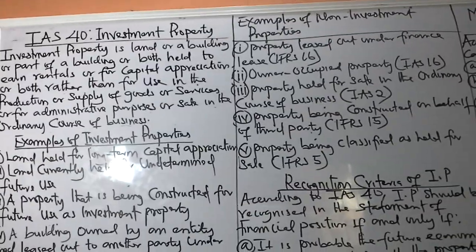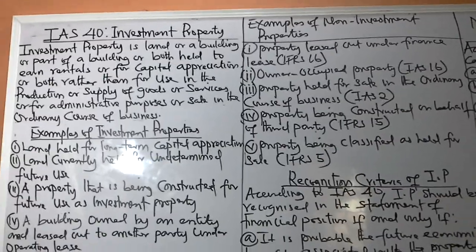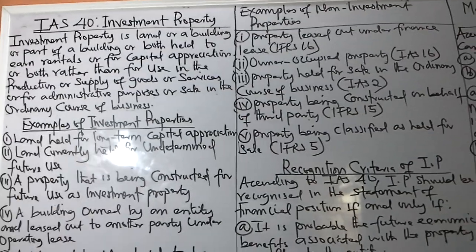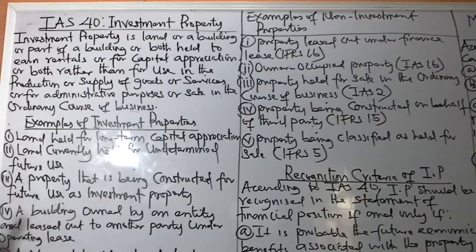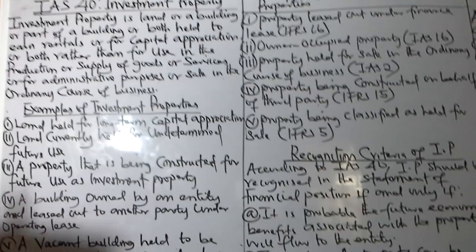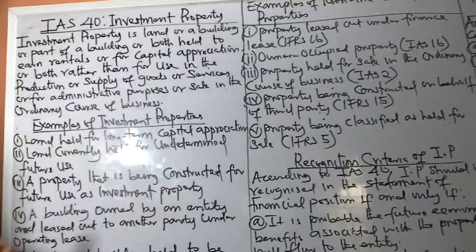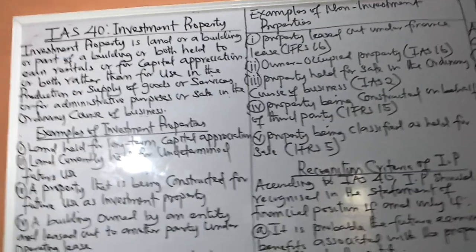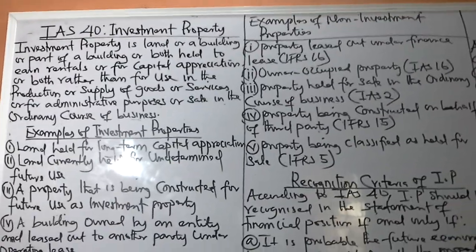Welcome to another class on IAS 40, investment property. Investment property is one of the tangible non-current assets, as we discussed in our first class. Is that clear? So the focus of the class today is to treat in detail investment property for corporate reporting and financial reporting, or for any undergraduate doing IFRS or IAS.